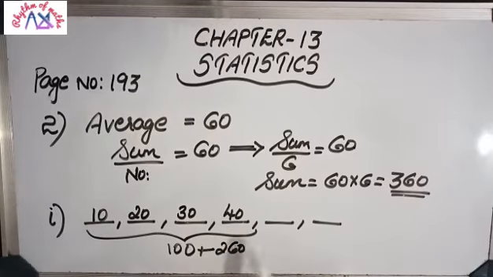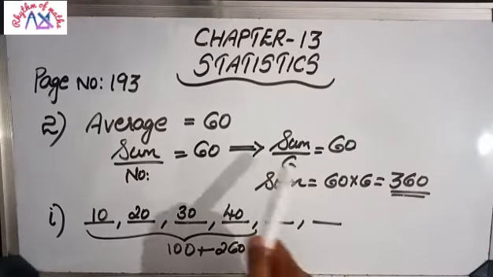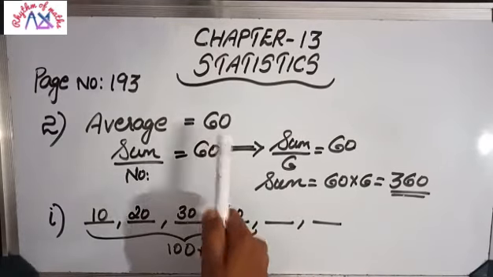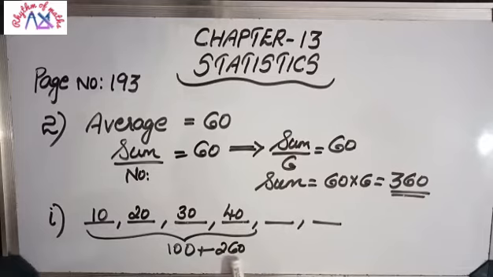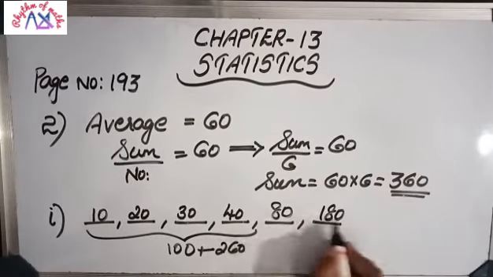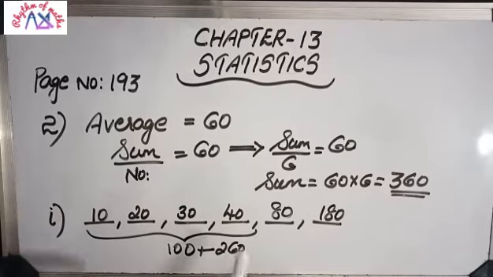That 260 can be divided into any 2 numbers which are greater than 60. Those 2 numbers can be any numbers greater than 60, and their sum must be 260. Then only the total will be 360. Suppose we are taking 80 and 180, the answer will be what? 180 plus 80, 260. So 2 numbers greater than 60, 4 numbers less than 60.